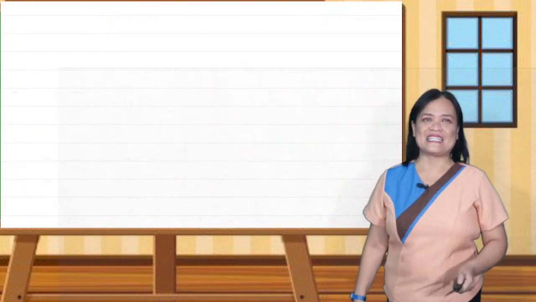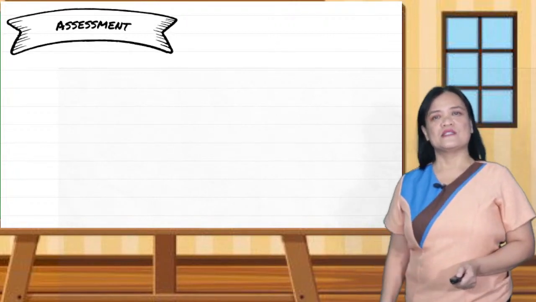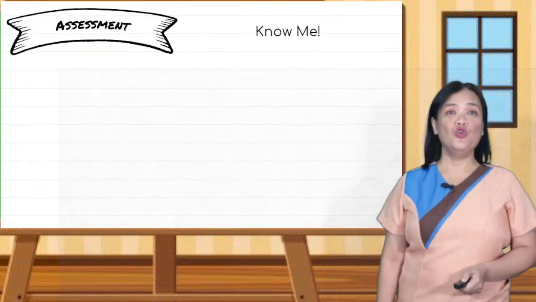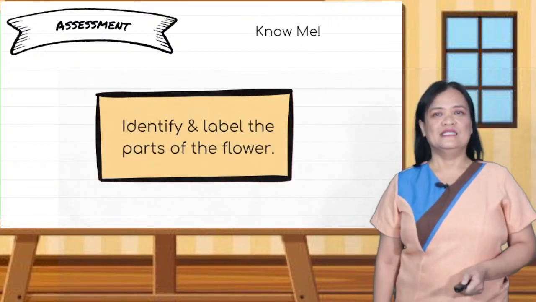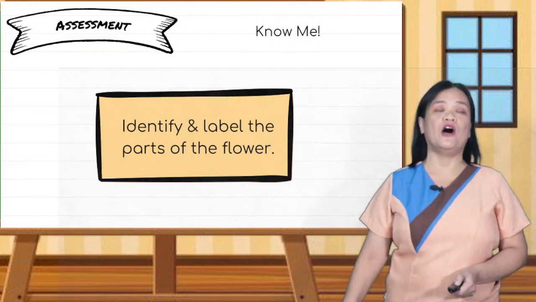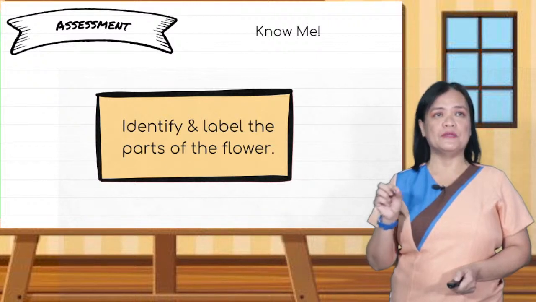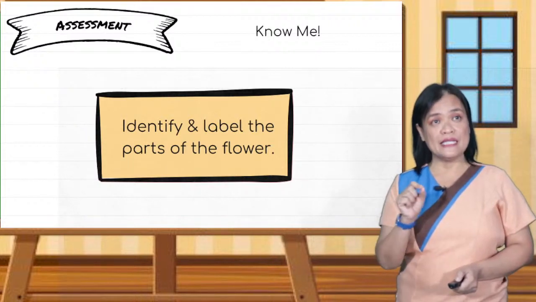Okay, next one. Assessment. Okay? Identify and label the parts of the flower. You're going to label the parts of the flower. Should be correct in spelling, okay?